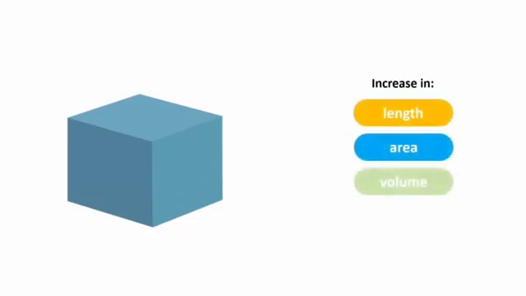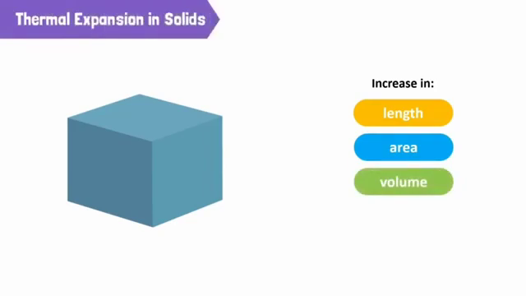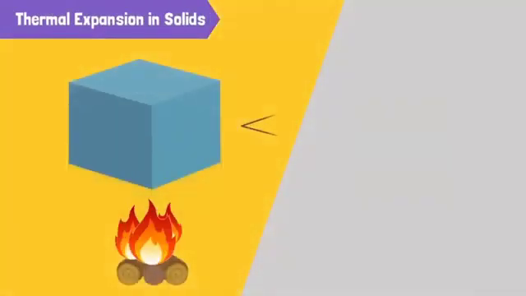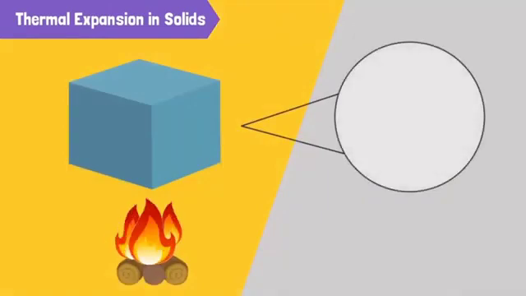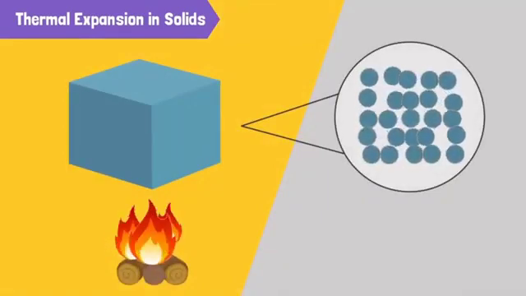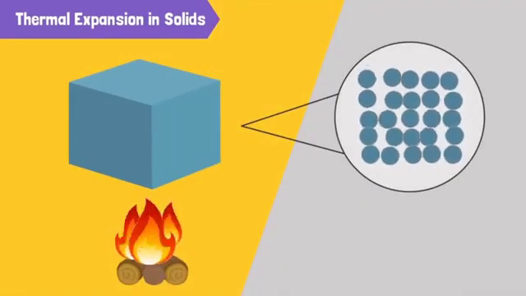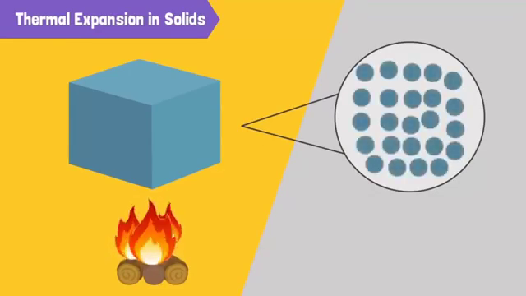Let's consider solids. When a solid is heated, it expands in size and shape, resulting in an increase in length, area, or volume of the solid. This is known as a thermal expansion of solids. When a solid is heated, the molecules that make up the solid begin to vibrate. This takes up more space and the solid matter expands.